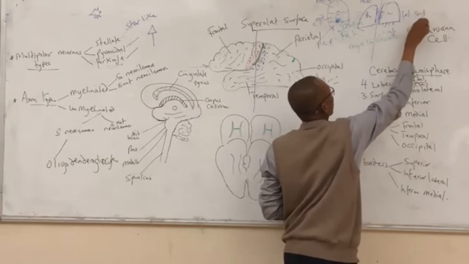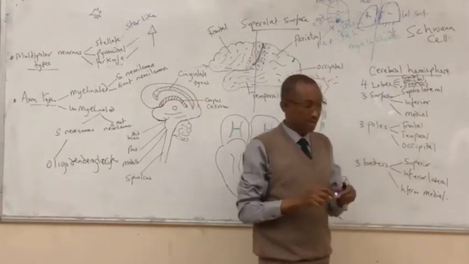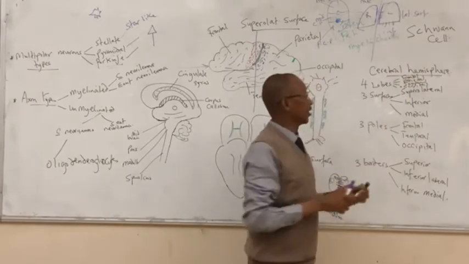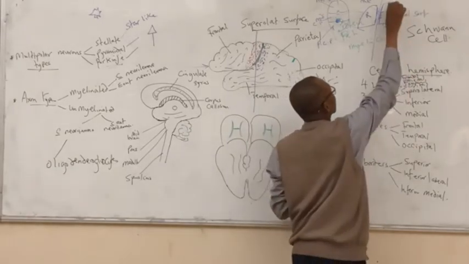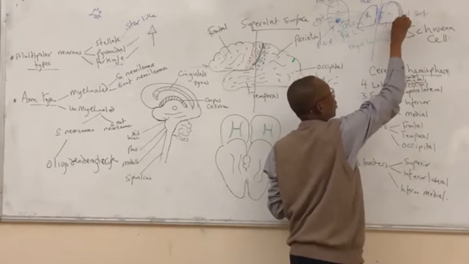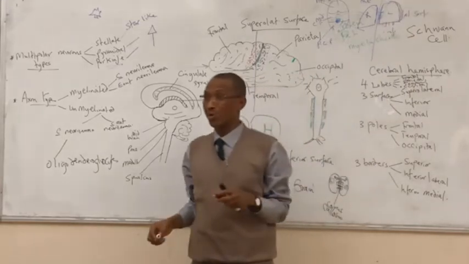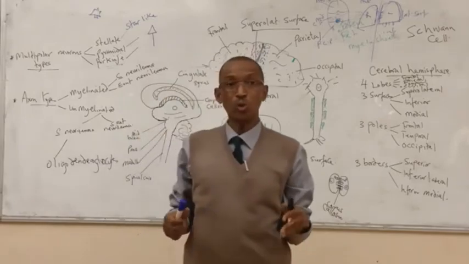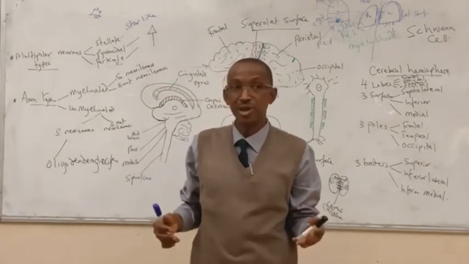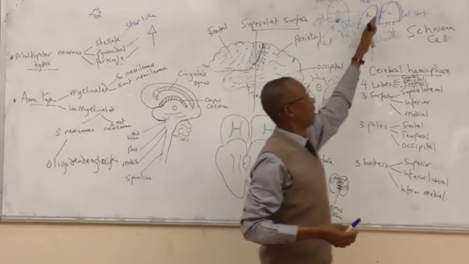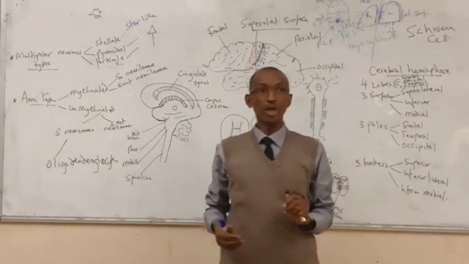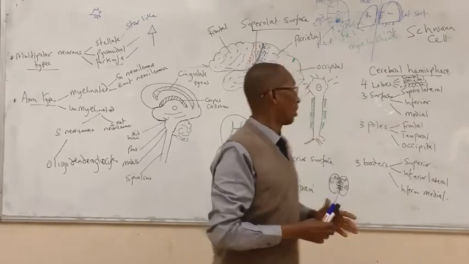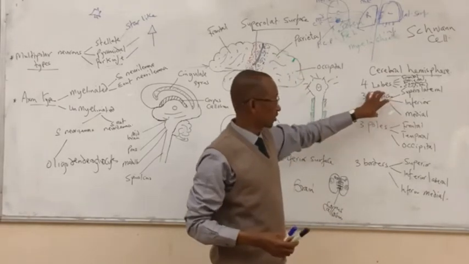surface. But in most of your textbooks, this surface is called the supralateral surface. Why? The reason is because it slopes from above downward. That is why it is called the supralateral surface. But it's not bad if you call it the lateral surface. Because it slopes from above down, that is why it is called a supralateral surface. So that means we have now seen our three surfaces.